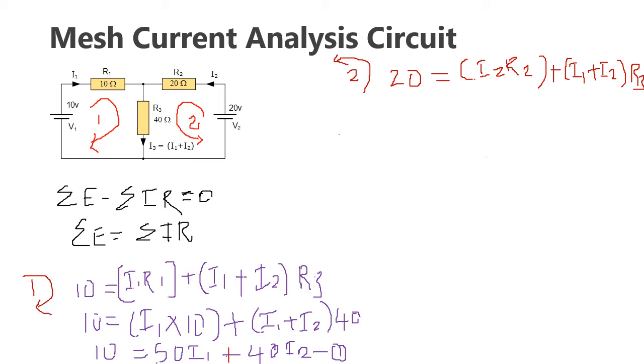Now we have to substitute the values here. 20 equals I2 into R2 plus I2 into R3. I can take I2 as common, so I2 within brackets R2 plus R3. Then plus I1 into R3.